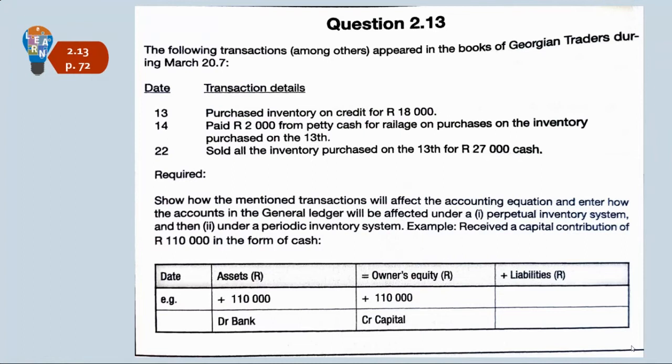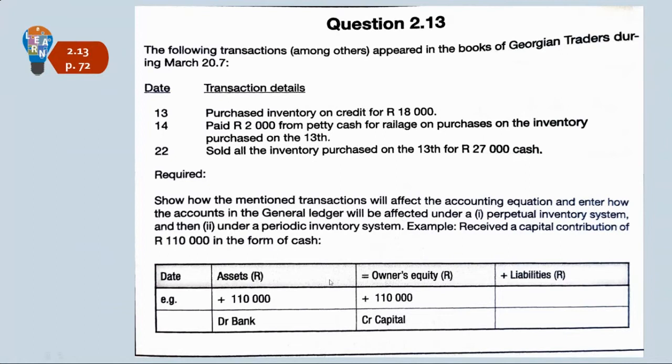So what they want you to do is, using the accounting equation as set out here, you have to show the different categories, so your assets, owner's equity, liabilities. Then you show does it positively or negatively affect that category, and just underneath it in the specific category, what general ledger account is being debited or credited. Okay, so that is what they require from you.